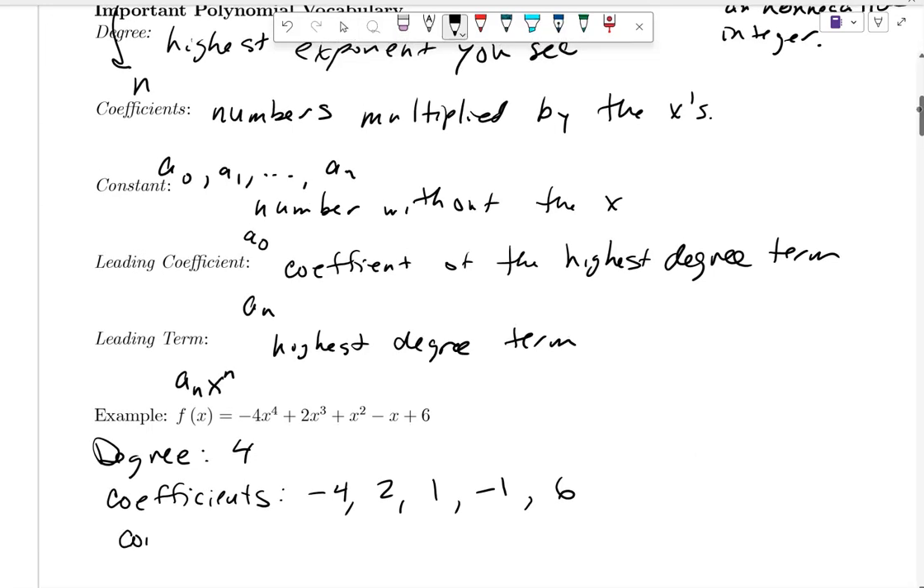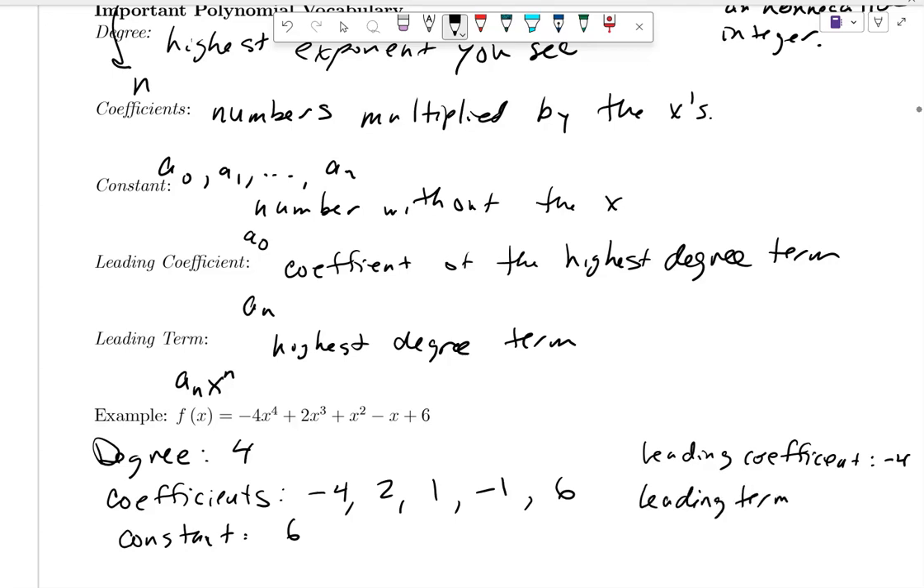How about your constant? What is the constant term? The 6 on the end? Your leading coefficient? Good. And your leading term? Yeah, it's the whole thing, right? The negative 4x to the 4th.